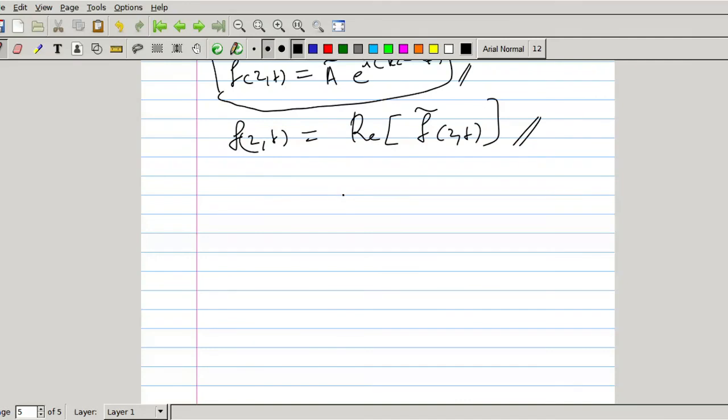Next class we will discuss the reflection and transmission of mechanical waves in a stretched string.